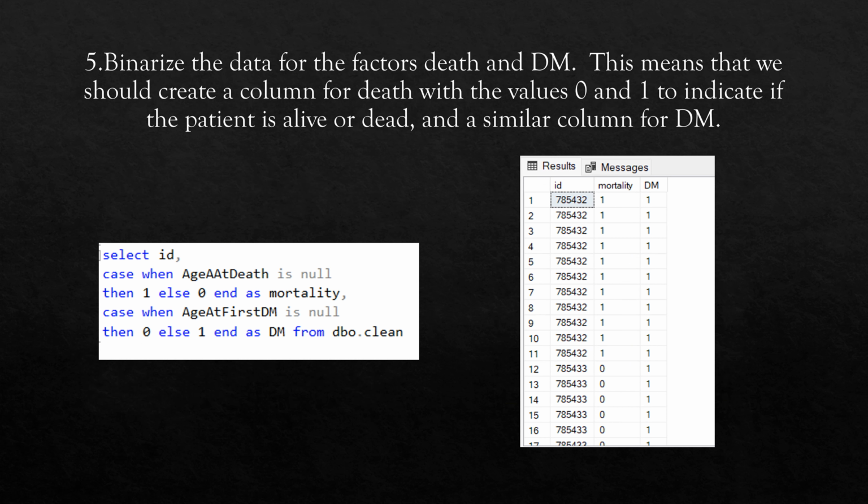Now the next question is about binarizing the data for the factors death and DM. This means that we should create a column for death with the values 0 and 1 to indicate if the patient is alive or dead, and a similar column for diabetes mellitus. Now in this, we create binary columns indicating the presence or absence of death and diabetes. These columns will be useful for further analysis, simplifying the representation of categorical data for predictive modeling or statistical analysis.